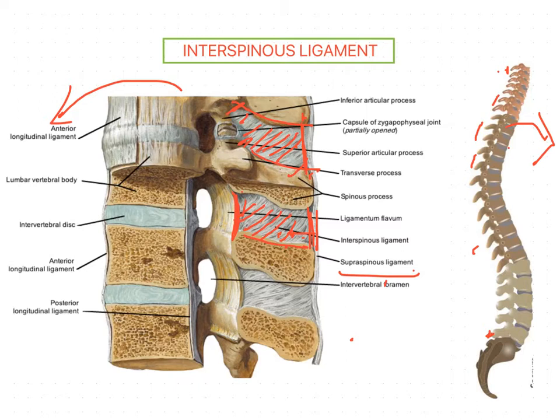These fibers are not well developed, only slightly developed, in the neck region, and in the neck region it is commonly considered a part of the nuchal ligament. So these are the structure and function of the interspinous ligament.